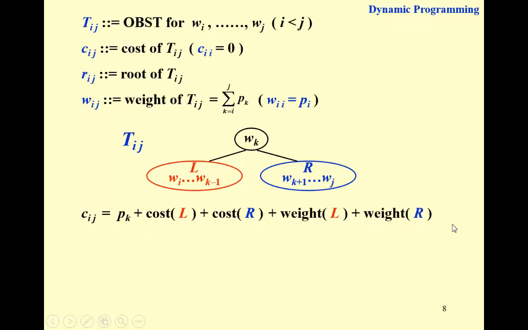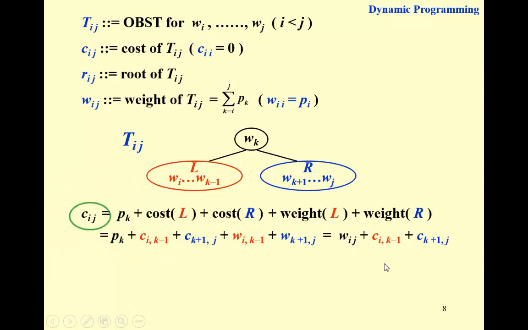All right, to rewrite them with those notations, we have that this is p sub k and this is c sub i to k minus 1. And this is c sub k plus 1 to j. And so for the weights, right? The sum of these two weights plus this p sub k will be the total weight of this tree, right? So we combine these three terms into w sub ij, and therefore obtain a recurrence equation like this.